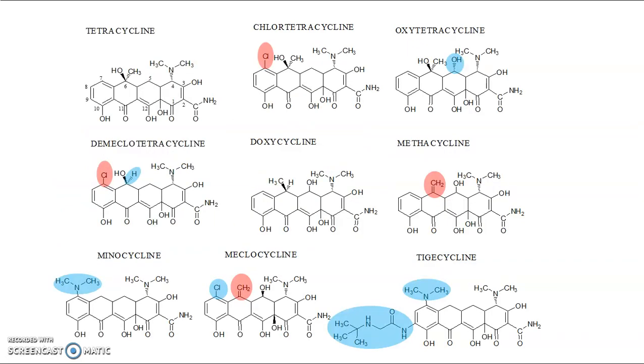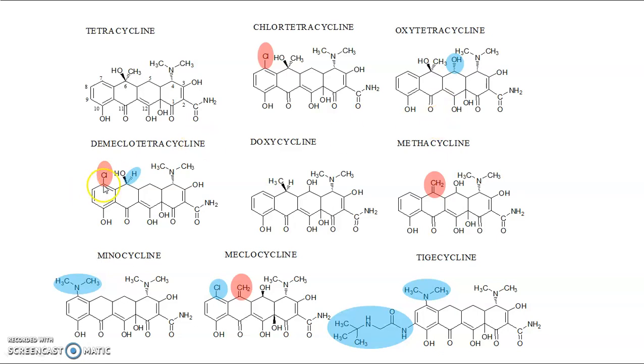The examples of various tetracyclines include chlortetracycline, oxytetracycline, demeclocycline, doxycycline, methacycline, minocycline, meclocycline, and tigecycline. Chlortetracycline contains a chlorine group at the 7th position. In the case of oxytetracycline, there is an OH group at the 5th position.